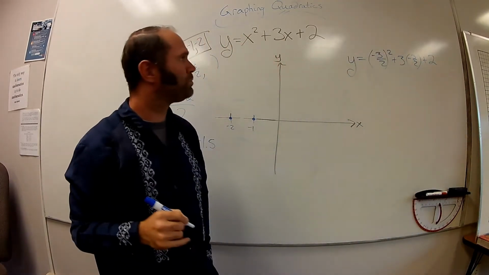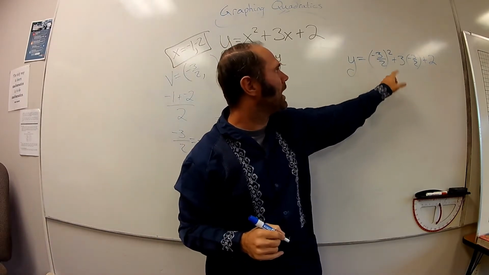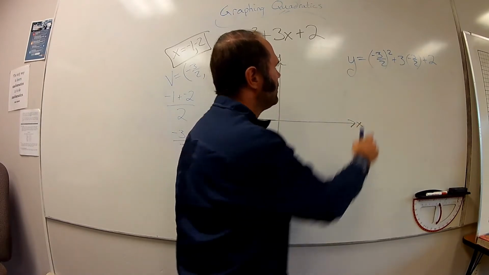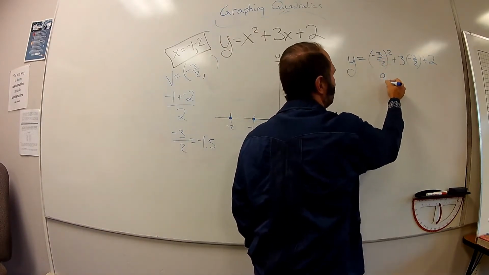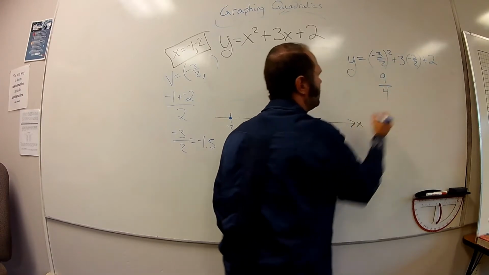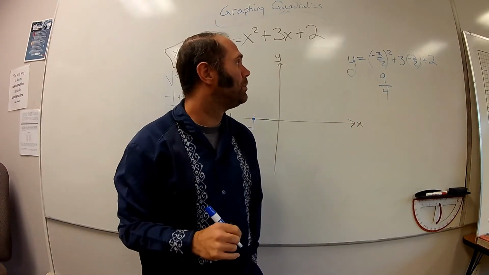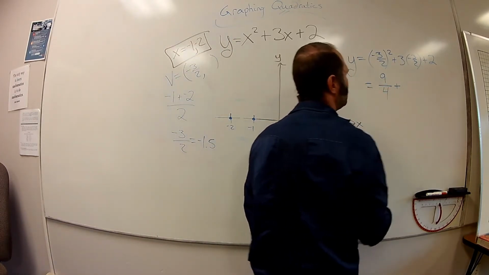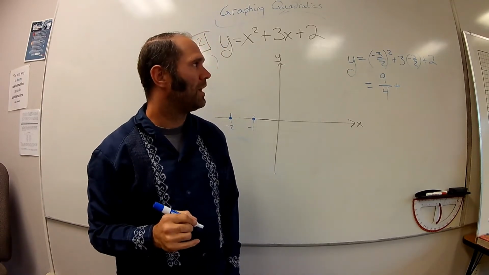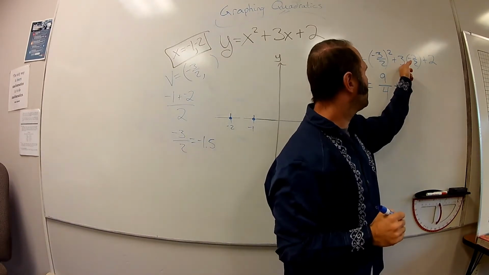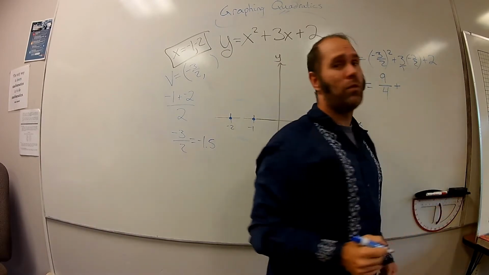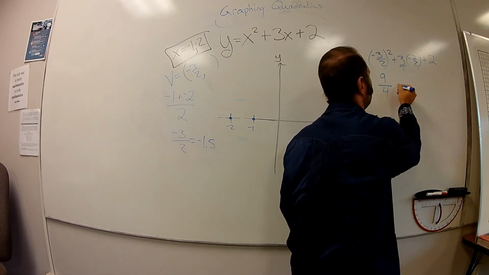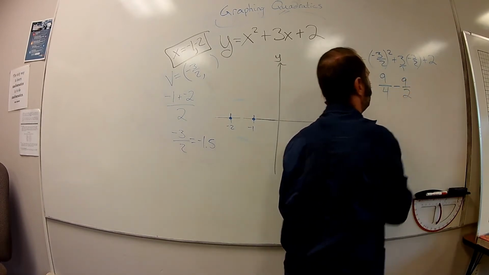All right. So we've got y equals -3/2 squared plus 3 times -3/2 plus 2. -3/2 squared. Well, -3 squared is 9. 2 squared is 4. So -3/2 squared becomes positive 9/4. Plus, we've got 3 times -3/2. So 3 is in the numerator and over 1. So 3 times 3 gives us 9, and it's actually negative. So we're going to have a -9/2. Okay?